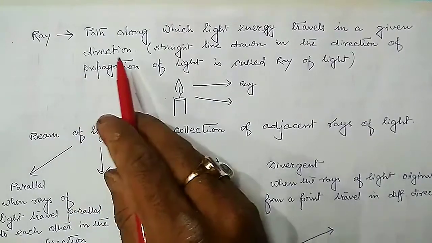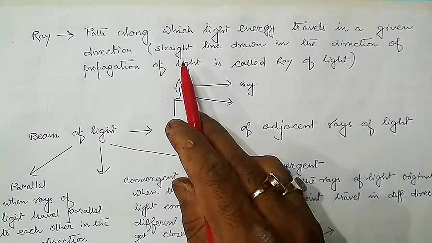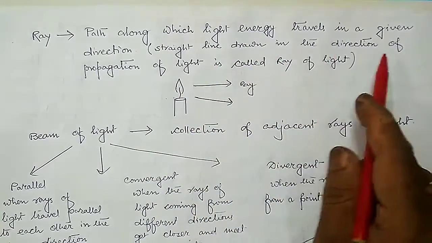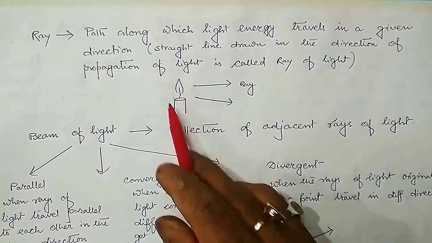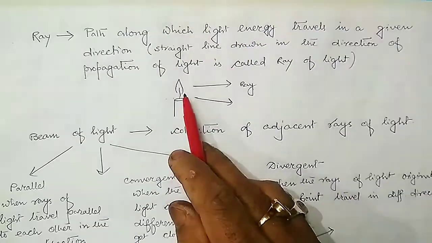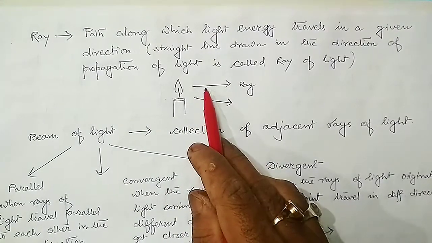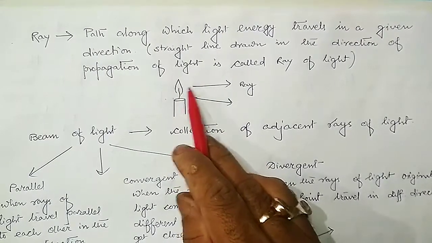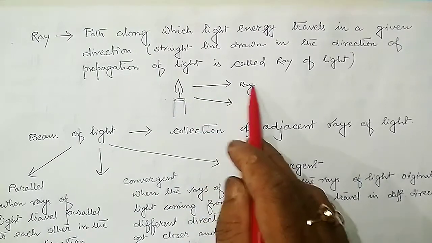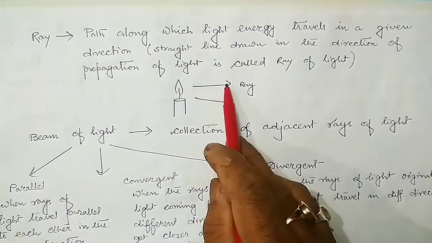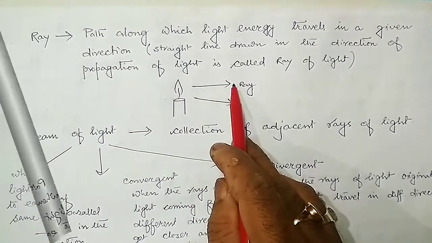Ray means the path along which light energy travels in a given direction, or you can say a straight line drawn in the direction of propagation of light is called ray of light. Suppose this is a burning candle and the energy is passing from the candle in this particular direction. The energy is originated from this point, so we have to give one arrow like this. This type of representation is called ray. So it is the path along which light energy from this burning candle travels in this specific direction.